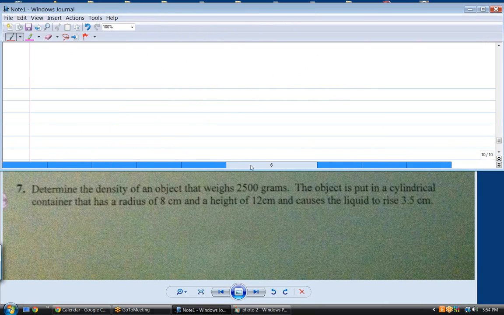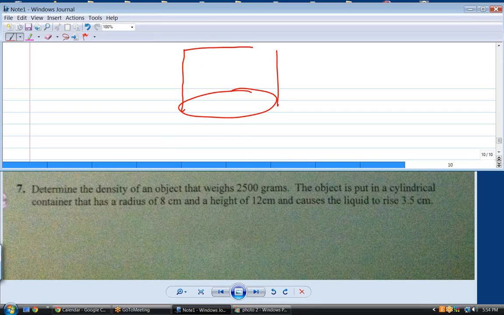Okay, the object is put in a cylindrical container, and the dimensions of the cylindrical container are a radius of 8 and a height of 12. So first of all, let's figure out the volume of that cylindrical container all by itself.